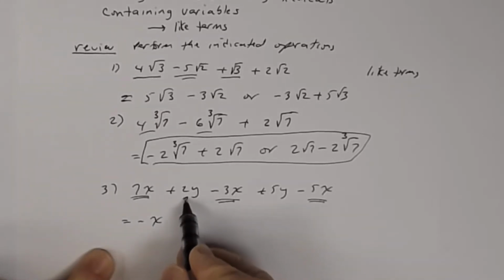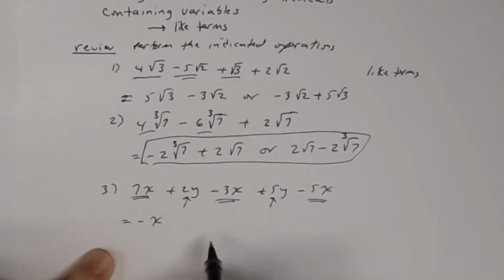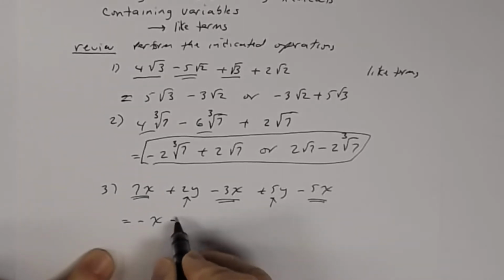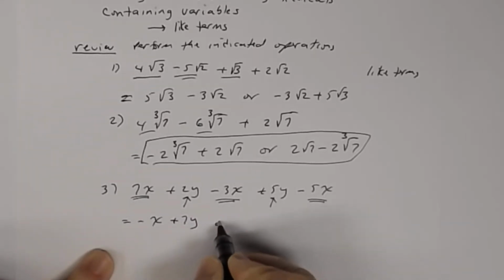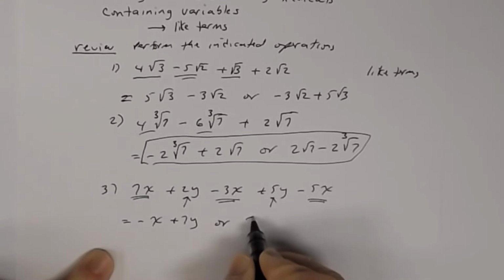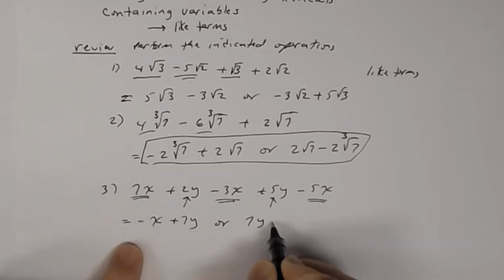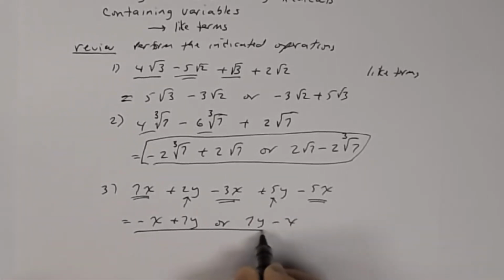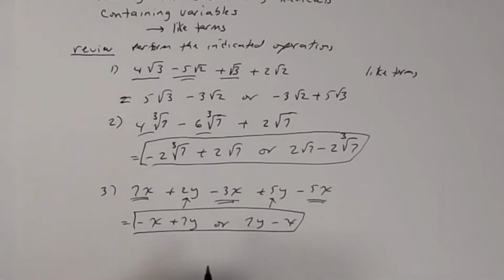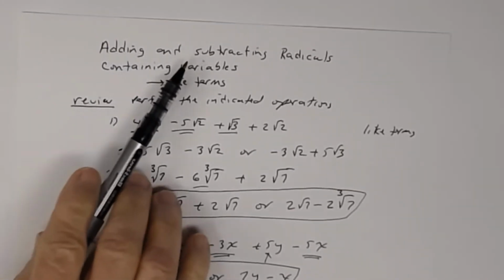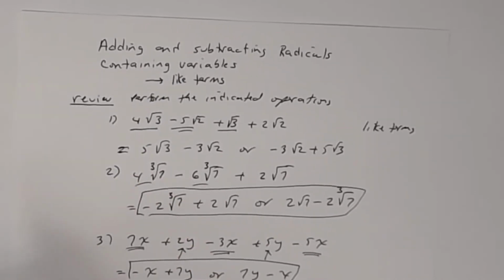And then for the y's, I have 2y and 5y. Those are like terms, so I get plus 7y. Or if I want to, I can put the y first. Does not matter. I would say 7y minus x.